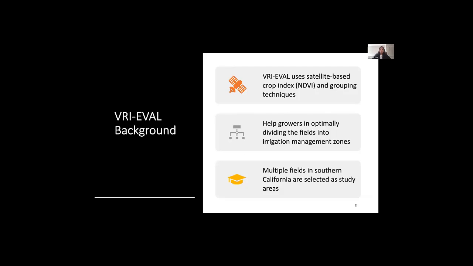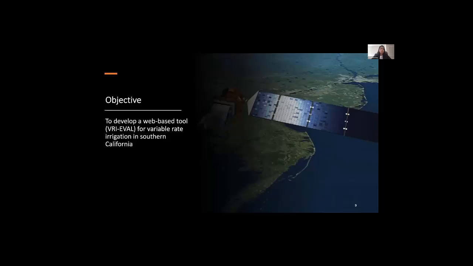This tool uses the satellite-based crop index NDVI and grouping or clustering techniques, which can group the field into natural groups based on variability within the field. It will help growers in optimally dividing the fields into irrigation management zones. For this purpose, multiple fields in Southern California with substantial variability are selected as study areas to conduct experiments and pre-adoption assessment of the tool. So the main objective of this study is to develop a web-based tool, a variable rate irrigation pre-adoption assessment tool, VRI-EVAL, for variable rate irrigation in Southern California using satellite data.